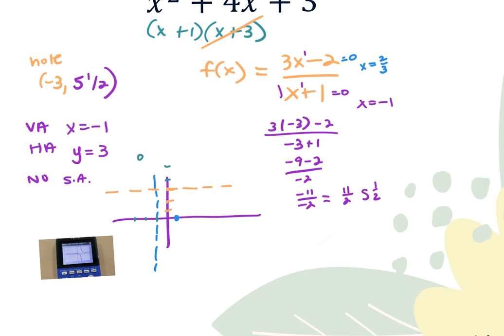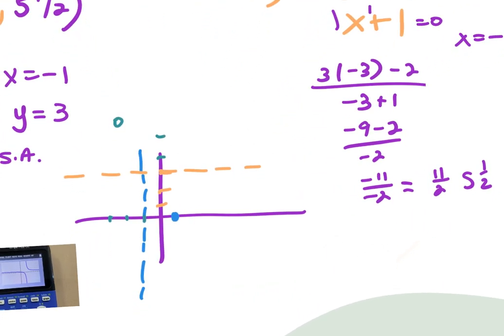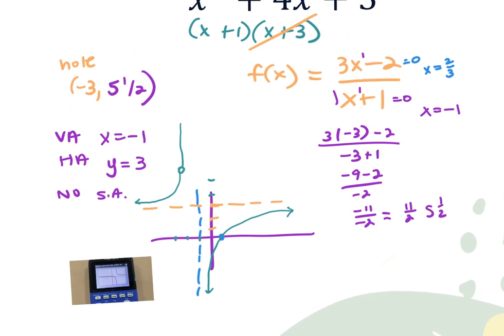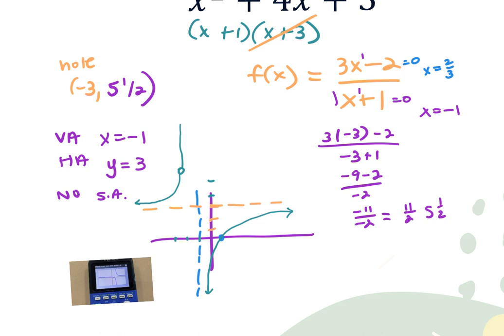So already I know that curve has to go up to that hole. So it's going to be up here. And then it's going to come down and curve before it hits that horizontal asymptote. And in the bottom right, it has to cross the x-axis at 2/3. So I know it's going to pass through something like that.